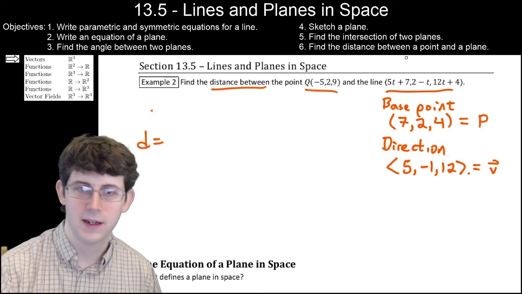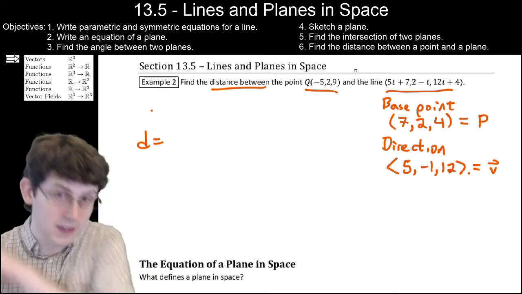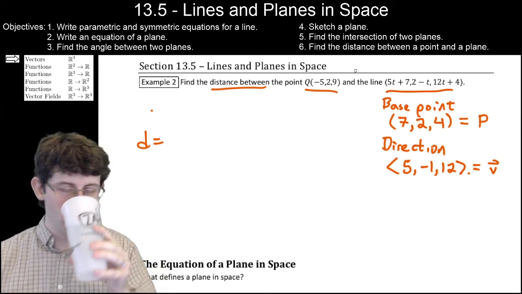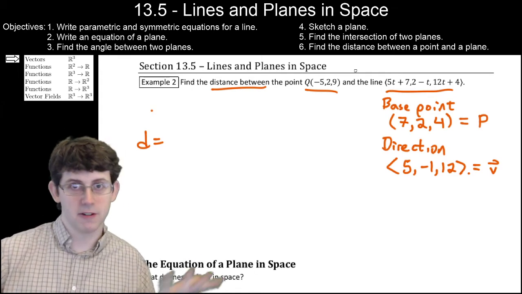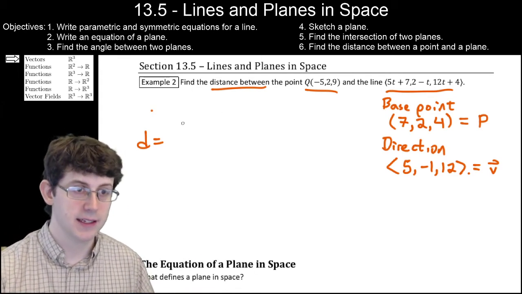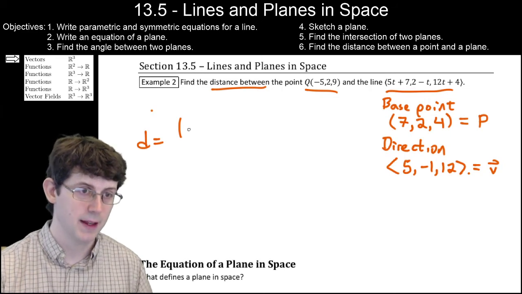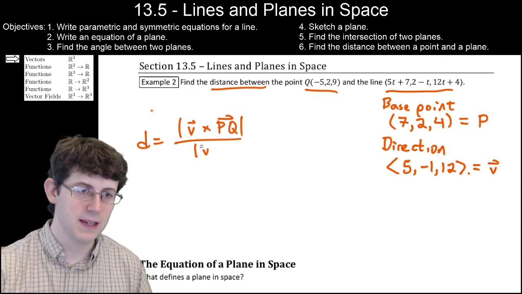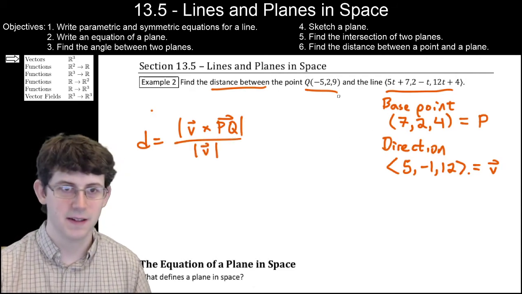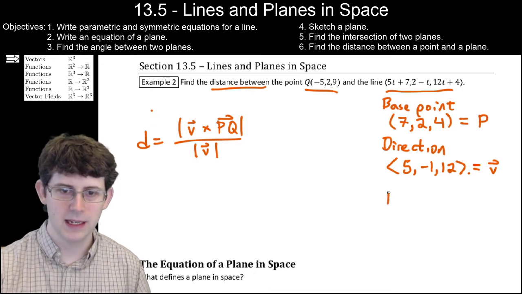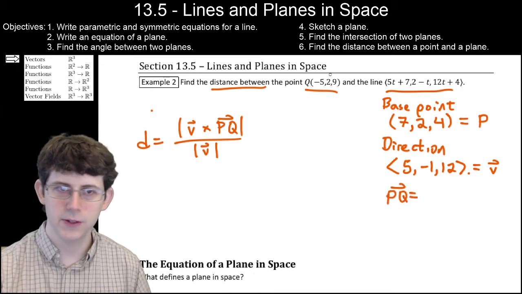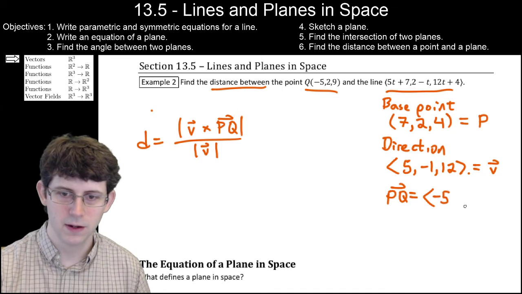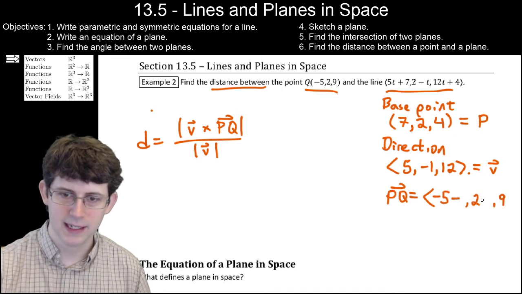So once you've peeled apart the line to get all of its components, then you can just drop it all into the formula. The formula is that the distance between a point and a line is the magnitude of V cross PQ divided by the magnitude of V. So we just have to find all that stuff. Here's V. I guess I need to know what PQ is. You do the end point minus the start point. So Q minus P. So here's Q minus P.